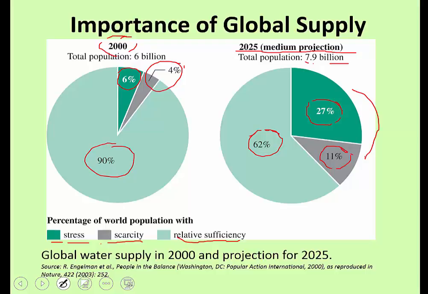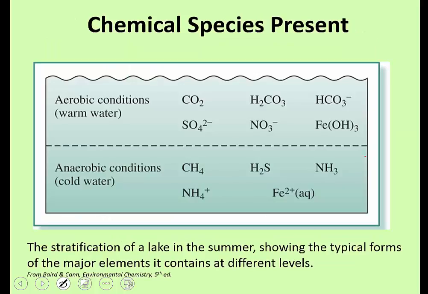So we know that keeping the global supply of water clean, keeping an eye on it, is very important. Now, what is it exactly we're keeping an eye on? Well, we're keeping an eye on biological species in the water and chemical species, and that's what we're going to focus on here.